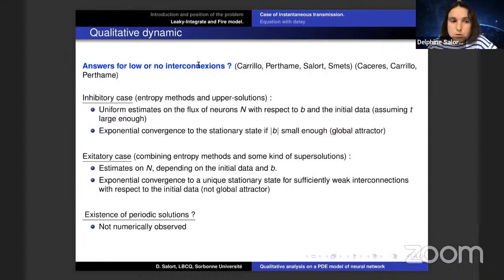But in the excitatory case, this result cannot be true, because whatever the positive value of B, we can have blowup. So in this case, we can only prove that we have exponential convergence to the stationary state, assuming that the initial data is close enough to the stationary state, and taking B small enough with respect to the difference between the initial data and the stationary state. And the existence of periodic solutions, as I said, has not been numerically observed.